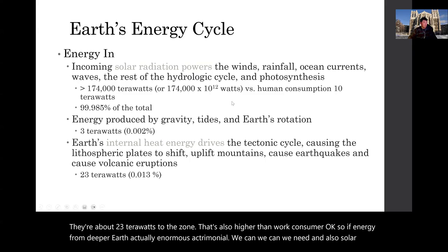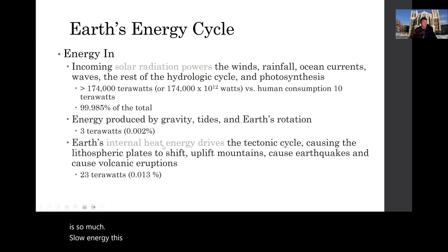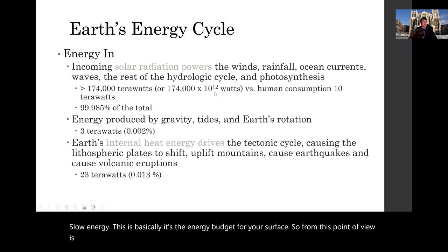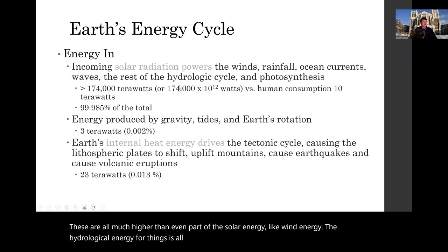solar energy is so much solar energy. This is basically the energy budget on Earth's surface. So from this point of view, you can see that energy is actually not a problem, especially solar energy, geothermal energy. These are all much higher than even parts of the solar energy, like wind energy, the hydrological energy, for instance, all produce lots of energy, which is actually more than we need these days.